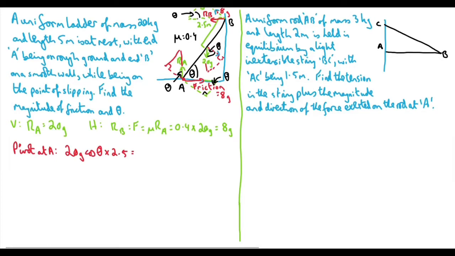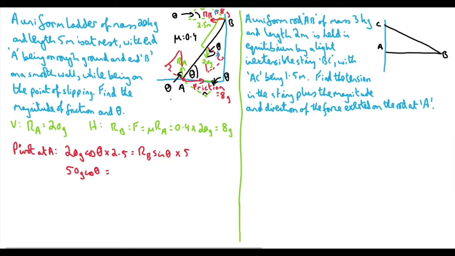Because the angle we're measuring is over here, that makes that the opposite. So this is therefore going to be the reaction at B times sine theta. And again, within each times by distance, that's going to be the whole 5. Now we can simplify both of these because we can say that 2.5 times all of this is going to leave you with 50g cos theta.